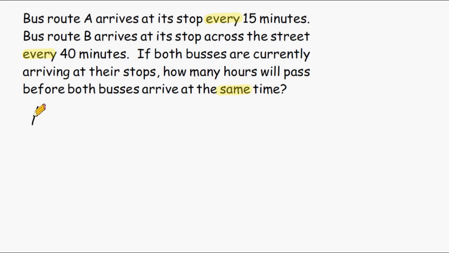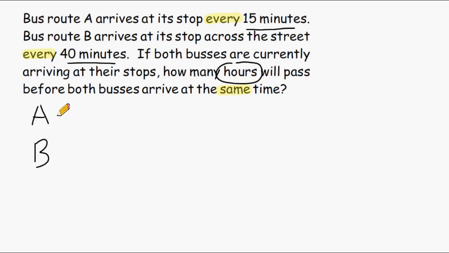So right now, bus A and bus B are at the bus stop at the same time across the street from each other. So both buses are leaving at the same time, and we have to figure out how many more minutes later that both buses will be at the bus stop at the same time. Actually, the question reads how many hours will pass, not how many minutes. But notice in the problem, they give us minutes, and the question asks for hours.